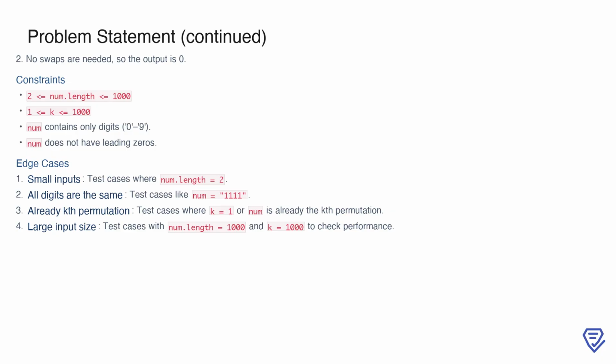Finally, let's review the constraints. The length of number can range from 2 to 1000 digits, and k can go up to 1000, so the problem must be solved efficiently even for large inputs. Test cases may include small inputs, cases with all identical digits, scenarios where the number is already the kth permutation, and large-scale cases to test performance. These constraints and edge cases are critical to consider when designing your solution.